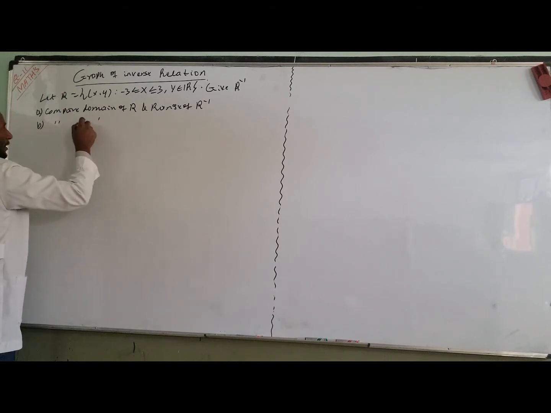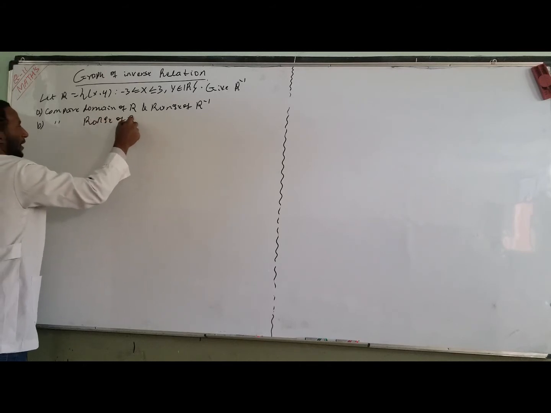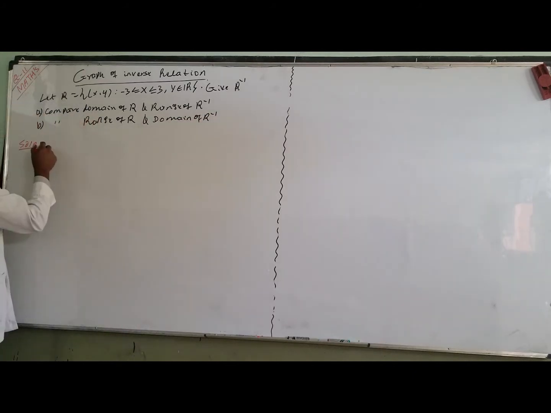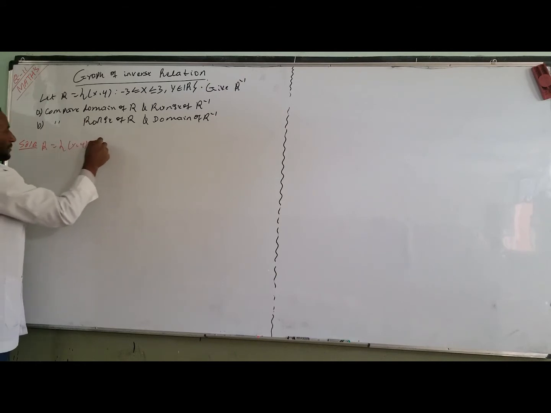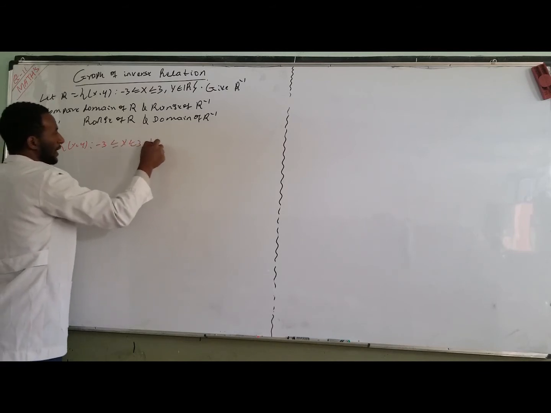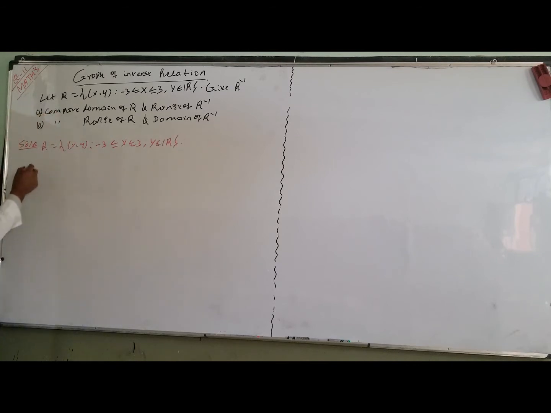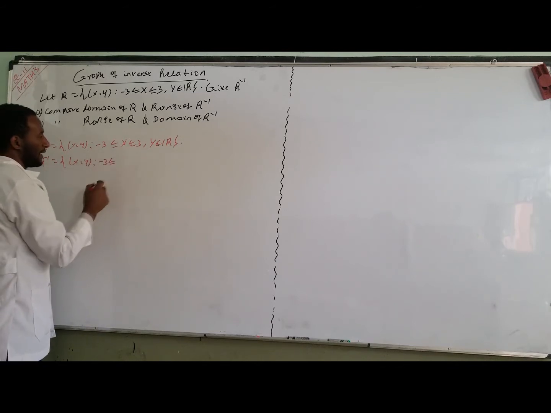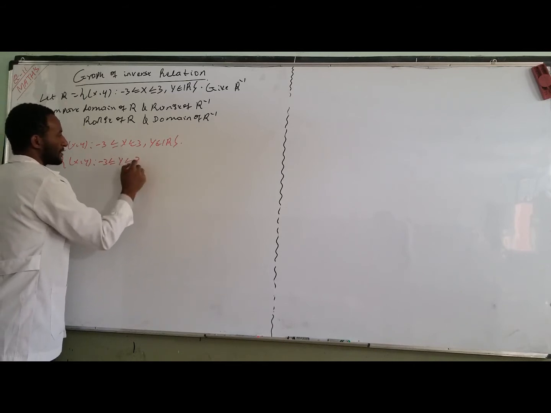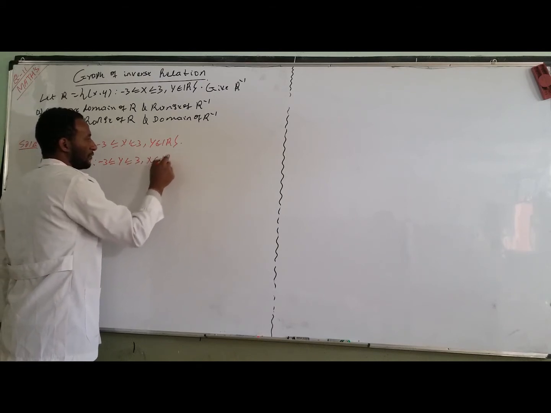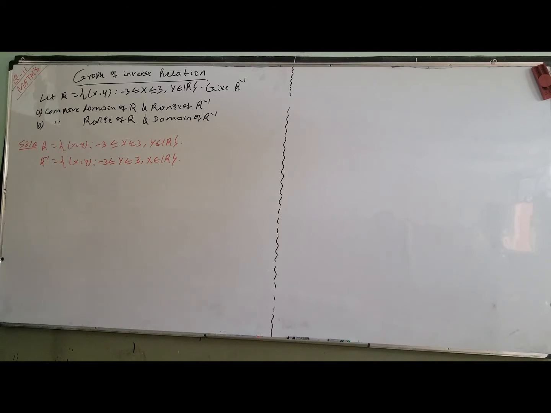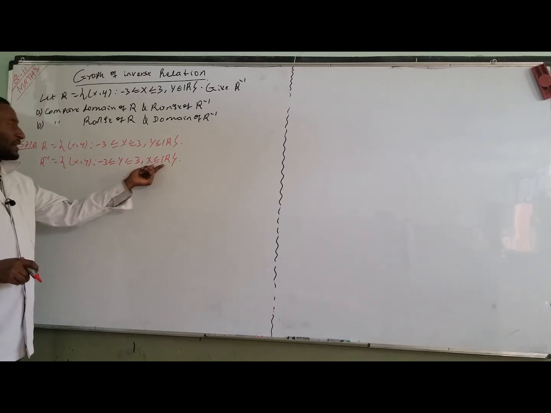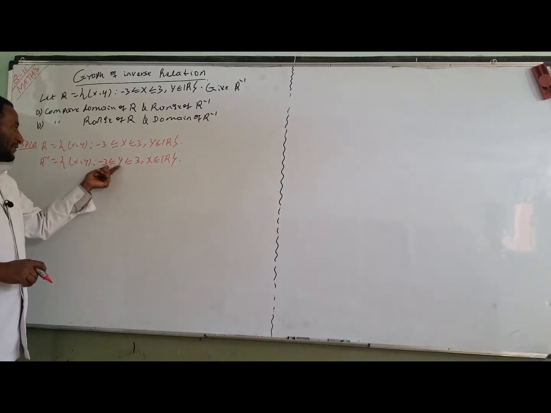B. Compare the range of R and the domain of R inverse. R is given as (x, y) such that minus 3 is less than or equal to x, less than or equal to 3, and y is an element of all real numbers. This is the given relation. When we find R inverse, we put y in place of x, so negative 3 is less than or equal to y, less than or equal to 3, and x, in place of y, is an element of all real numbers. Then we can say the domain of this R inverse is all real numbers and the range is the possible values of y, that means negative 3 up to 3.